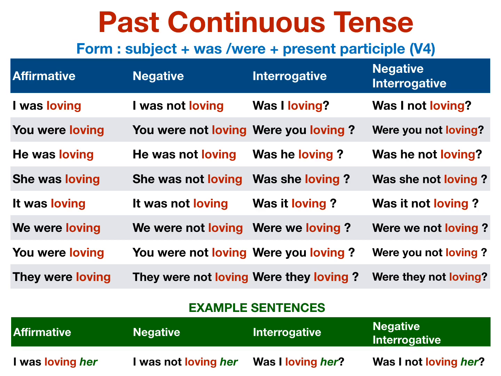It was loving. It was not loving. Was it loving? Was it not loving? We were loving. We were not loving. Were we loving? Were we not loving? They were loving. They were not loving. Were they loving? Were they not loving? Example sentences. I was loving her. I was not loving her. Was I loving her? Was I not loving her?